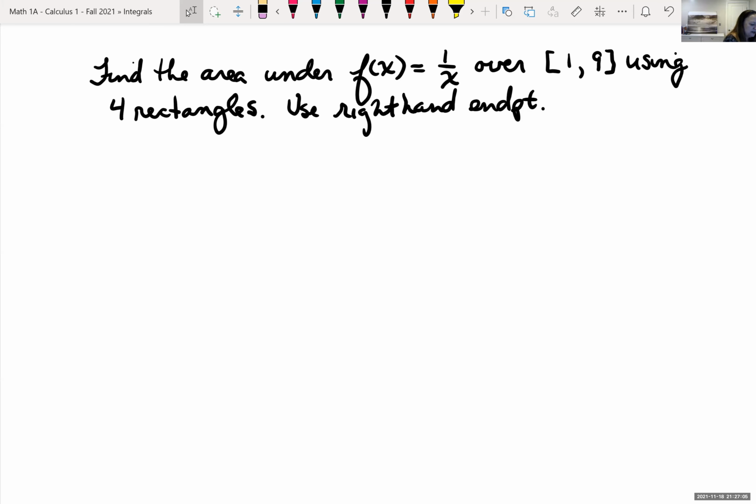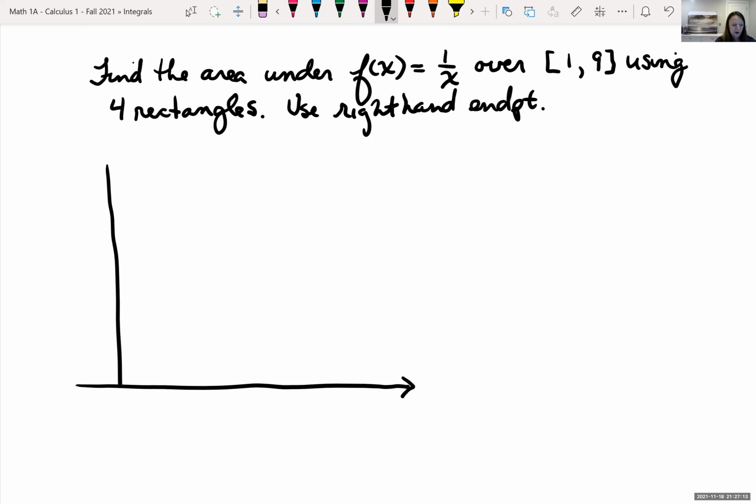So again, it's helpful to kind of graph the graph of 1 over x. Well, I know I have a vertical asymptote at x equals 0, and I have a horizontal asymptote at y equals 0. I guess I can plug in points if I wanted to, but I know at x equals 1, I have 1. At x equals 2, I'm going to have 1 half. I'm going to go out to 9. But I should make my things more equal.